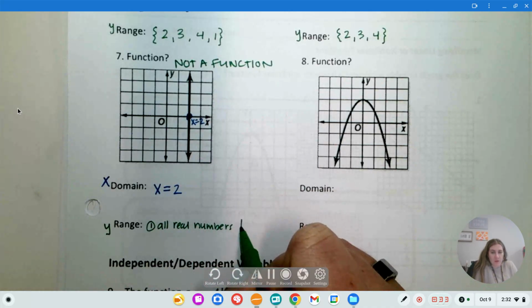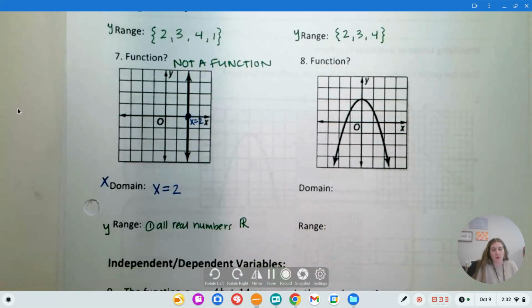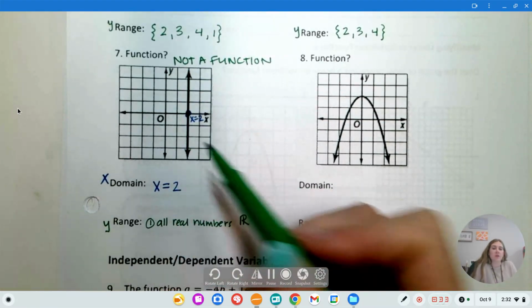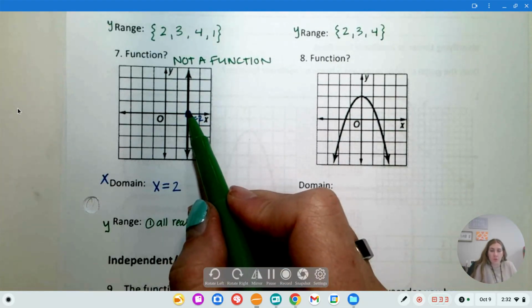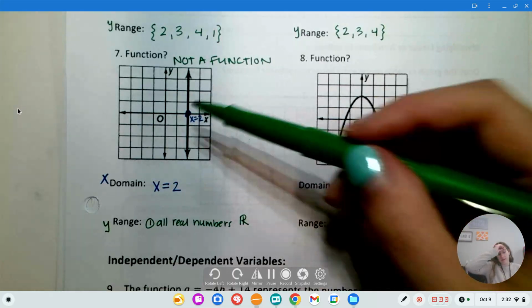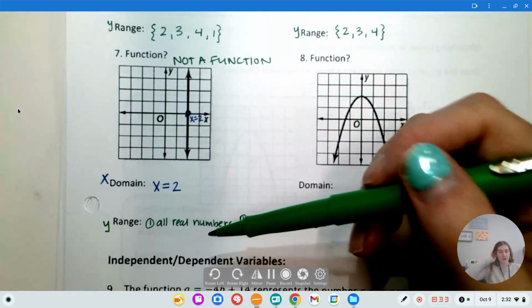And the symbol for that is 2 lines with a capital R. This just means that no matter what I plug in, so if I plug in x equals 2, I'm going to get every single number that exists for y, because this line is going to go up and down forever.